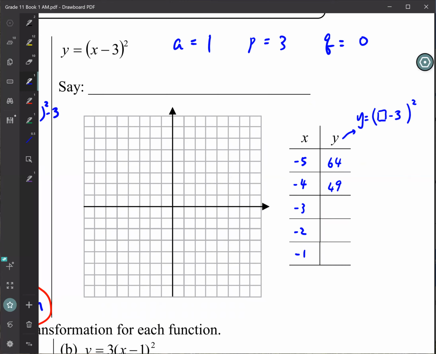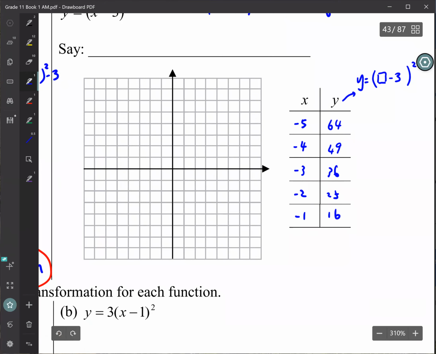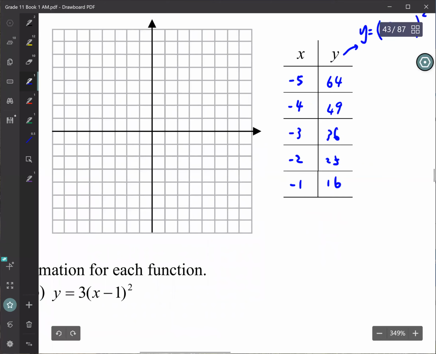Okay, can I have Colin? What are your values in the table? 64, 49, 36, 25, 16. Okay, so none of them actually fits inside, right? But we can see the pattern. The y is getting smaller and smaller. So eventually we should be able to fit it in the grid. So let's keep on going then.